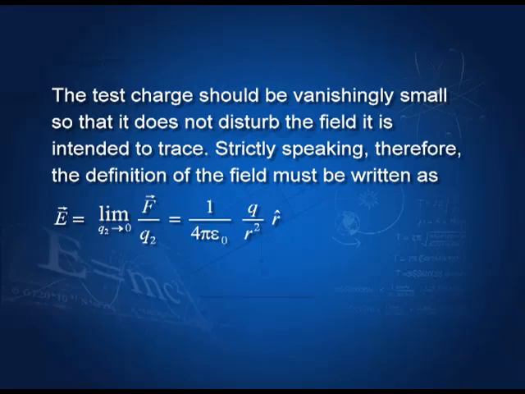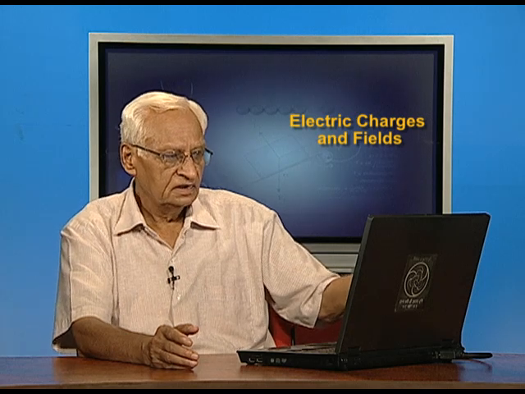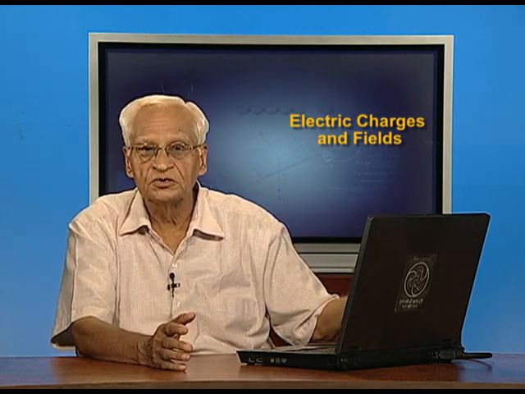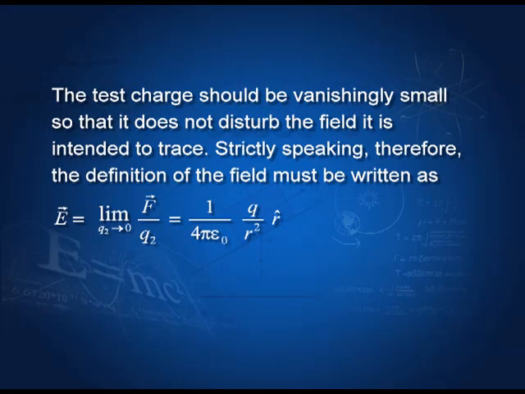The test charge should not be so large as to affect the field itself. So, the field is defined in this manner, that is, the charge q2 is as small as possible. So, in the limit q2 goes to 0, the electric intensity due to charge q is F by q2, limit q2 going to 0, that is, it is equal to 1 by 4 pi epsilon 0 q by r squared into r cap, as we have done earlier.